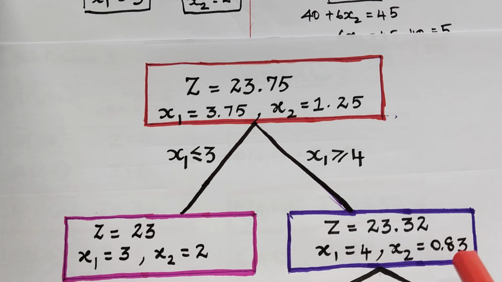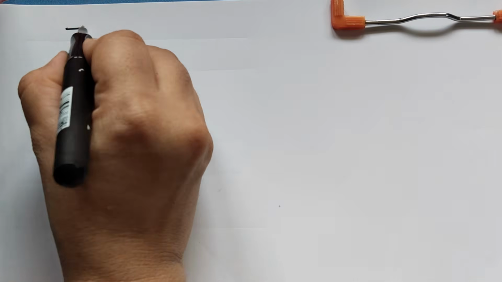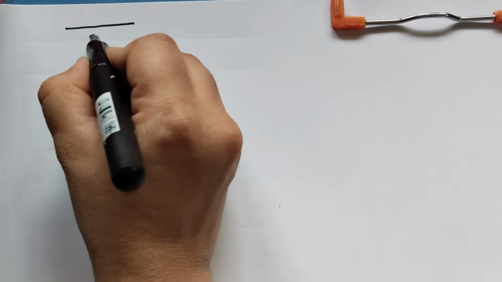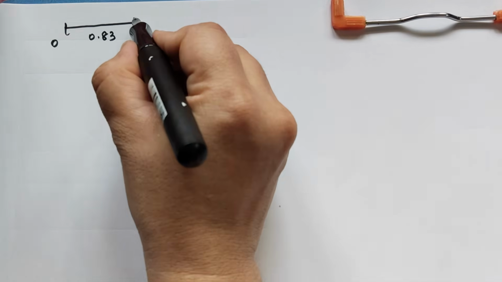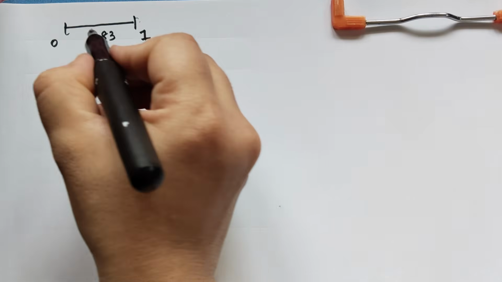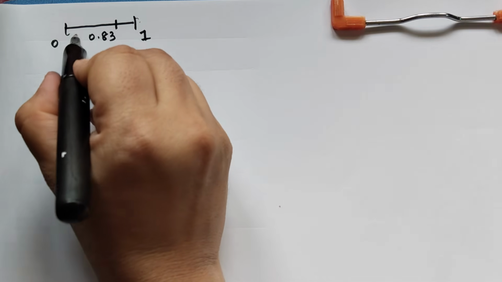So how to do that? Now 0.83 lies between two integral values. So what are the two integral values? 0 and 1. So 0.83 lies between 0 and 1. Let me show you here. So somewhere here it will lie. So we have to eliminate this region now.